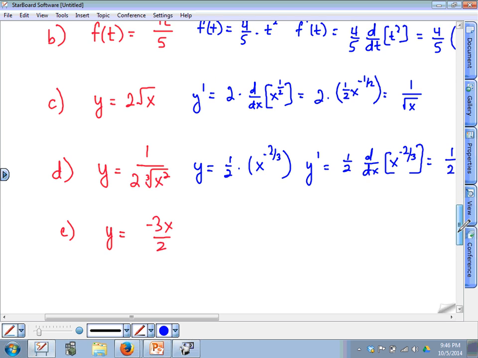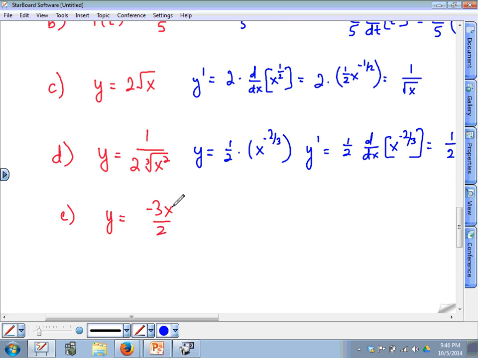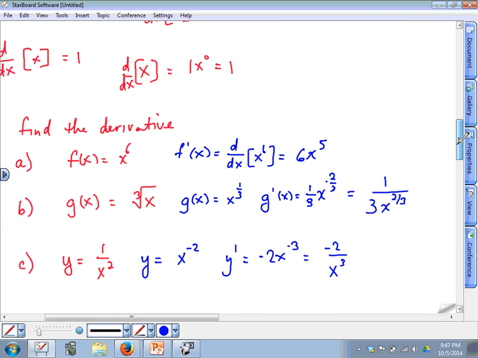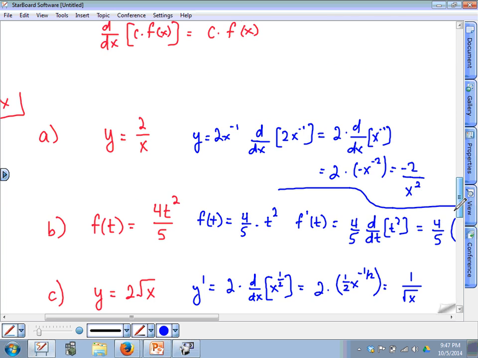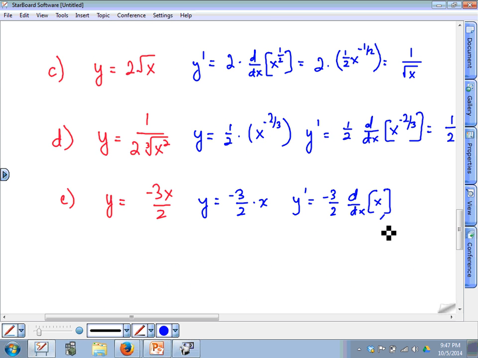And on part E, again, a lot of students get confused and think that negative 3 is the coefficient of x, when it's really, if you want to consider this written a different way, negative 3/2 times x. So when we find y prime, we consider negative 3/2 as a constant multiple, and we just find the derivative with respect to x of x. And if you remember, I think I wrote it down up here somewhere, the derivative with respect to x of x is just equal to 1. So coming back here, this derivative turns out to be 1, and then 1 times negative 3/2 is negative 3/2.